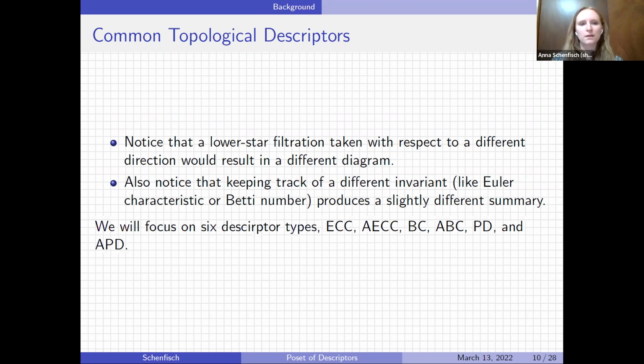Okay. All right, so that last bullet point gives us lots of different possibilities for descriptor types. And so I'm going to be focusing on 6 in particular. So I have the Euler characteristic curve, which is where we record the Euler characteristic of a filtration. The augmented version that includes these instantaneous events. The Betti curve and its augmented counterpart. And then lastly, the more familiar persistence diagram and augmented persistence diagram. So that gives us 6 different ways of creating this summary of a simplicial complex through filtration.